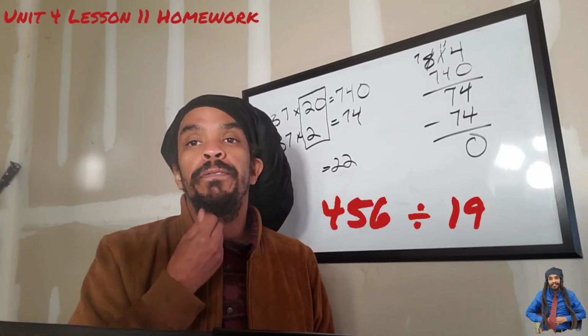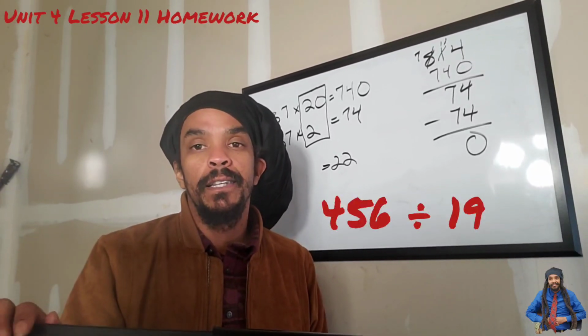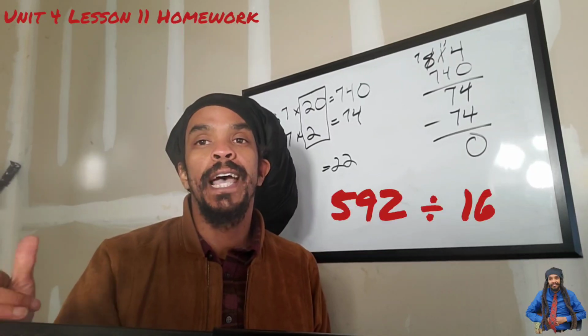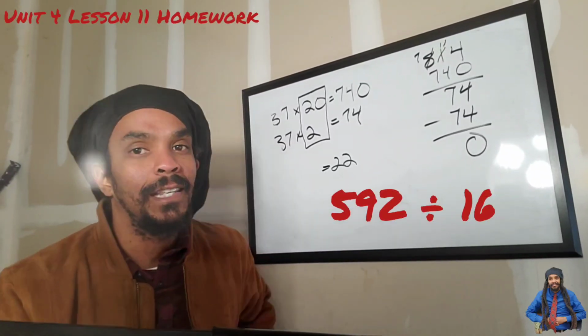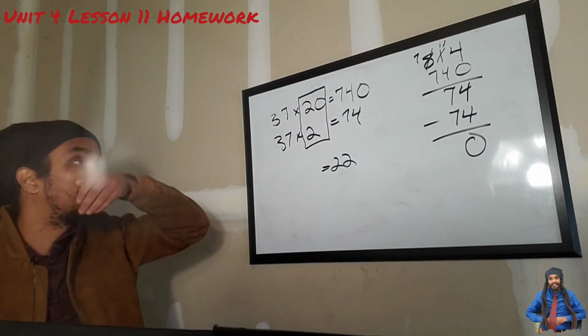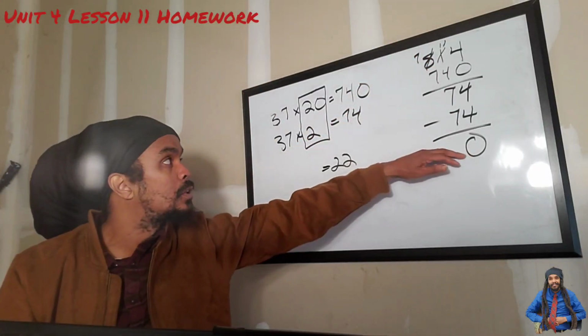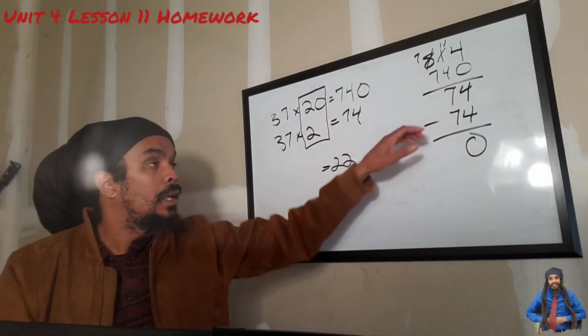And I hope I taught the same structure and procedures. Calculate 456 divided by 19. And then the last problem, calculate 592 divided by 16. What I'm looking for tomorrow is to see your structure. I want to see that you've subtracted the chunks that you're taking out.